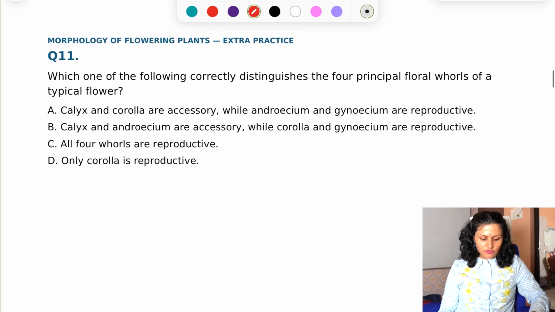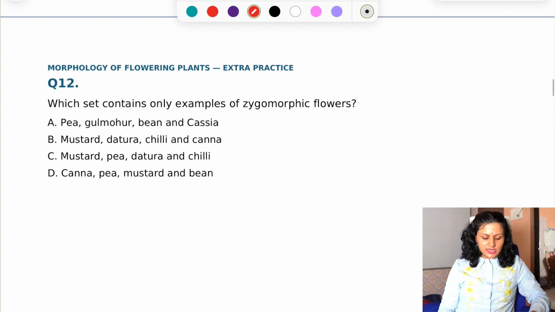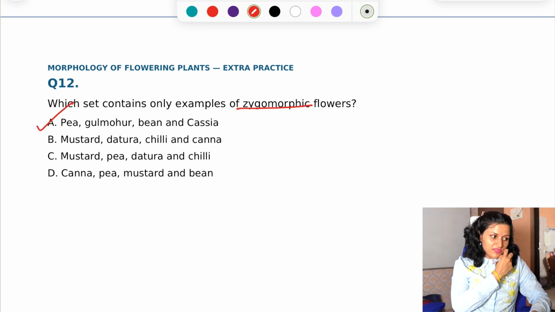Question 11. Which of the following correctly distinguishes the 4 principal floral whorls of a typical flower? Calyx and corolla are accessory, while androecium and gynoecium are reproductive. This is true. All 4 whorls are reproductive and all this is nonsense. So for question number 11, the correct option will be A. Question 12. Which set contains only examples of zygomorphic flowers? Pea, gulmohar and cassia. This is correct. Question 12, answer will be A.